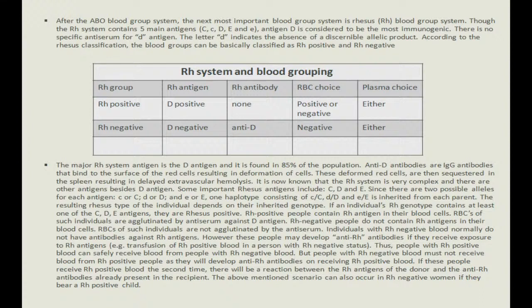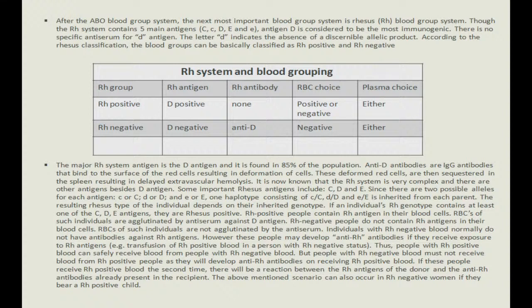The major rhesus system antigen is the D antigen, and it is found in 85% of the population of the Earth. Anti-D antibodies are immunoglobulin G antibodies that bind to the surface of the red cells, resulting in deformation of the cells. These deformed red cells are then sequestrated in the spleen, resulting in delayed extravascular hemolysis.